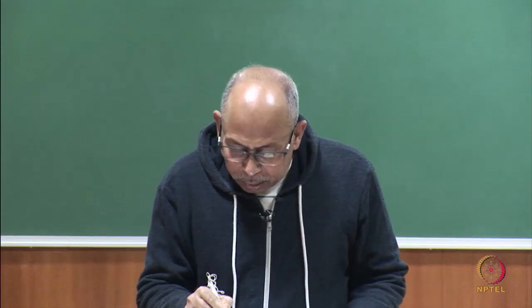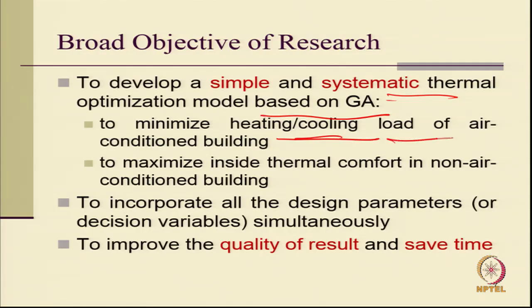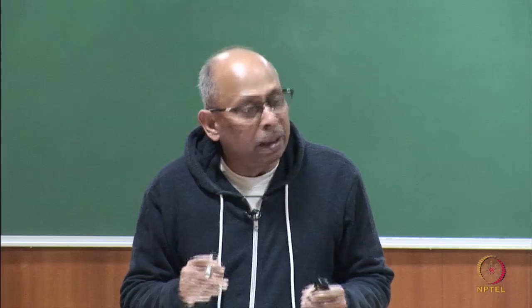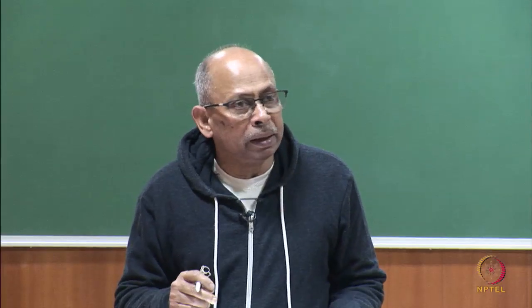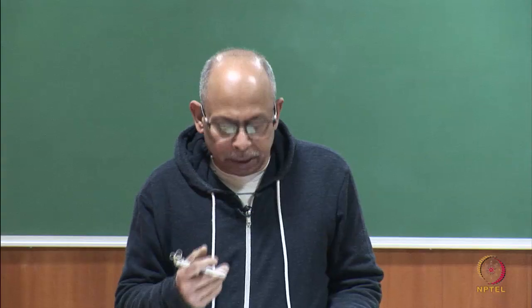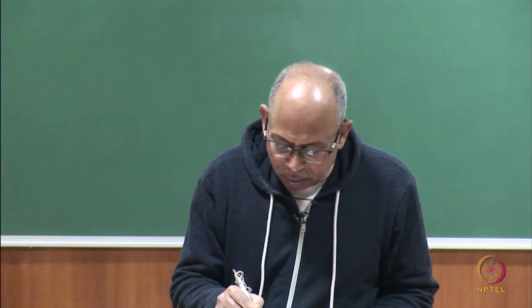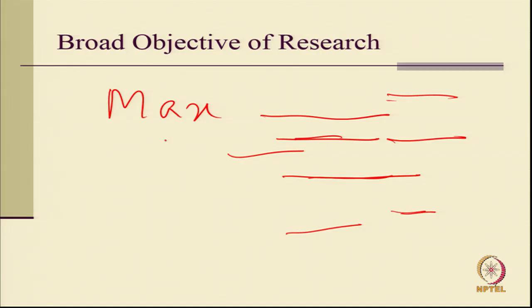Therefore, our objective is to minimize the heating or cooling load of an air conditioned building, or, the two objectives we can look into, maximize the thermal comfort in a naturally conditioned building. Then all the design parameters, all decision variables, should be taken together simultaneously and must be able to evaluate the objective. So, my objective function here would be some sort of maximization of, let me put it as Z, or thermal comfort.